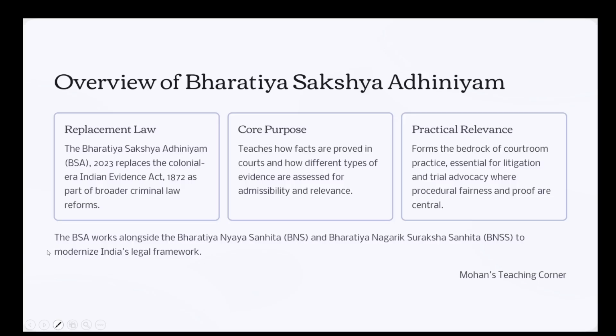Then practical relevance. It forms a bedrock of courtroom practice, essential for litigation and trial advocacy, where procedural fairness and proof are central. The BSA, that is Bharatiya Sakshya Adhiniyam, works alongside the Bharatiya Nyaya Sanhita (BNS) and the Bharatiya Nagarik Suraksha Sanhita (BNSS) to modernize India's legal framework.